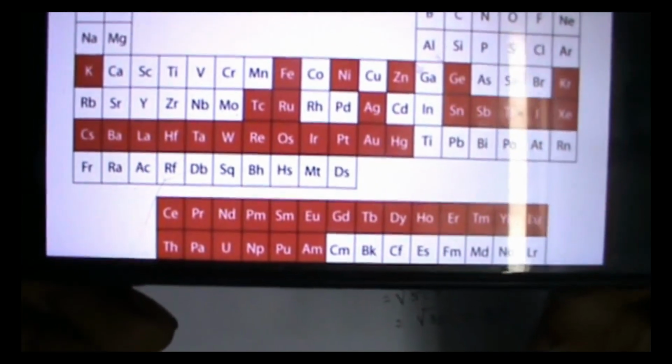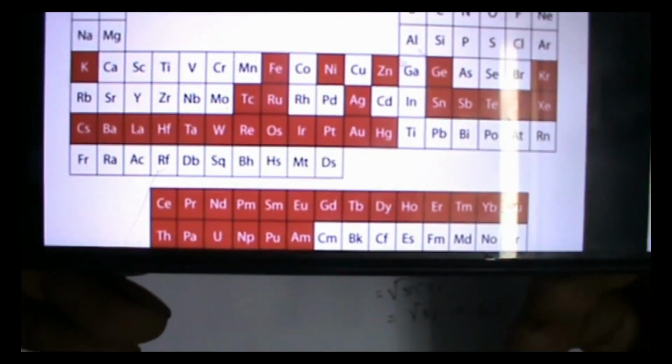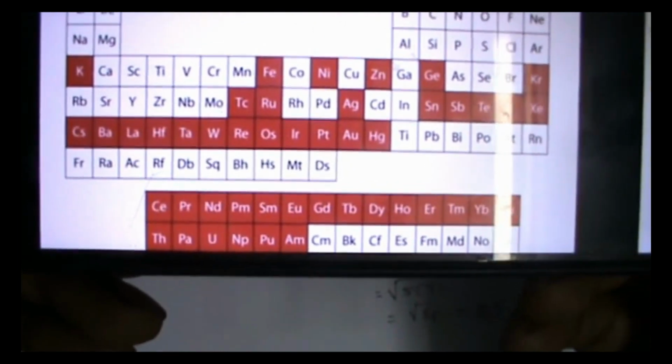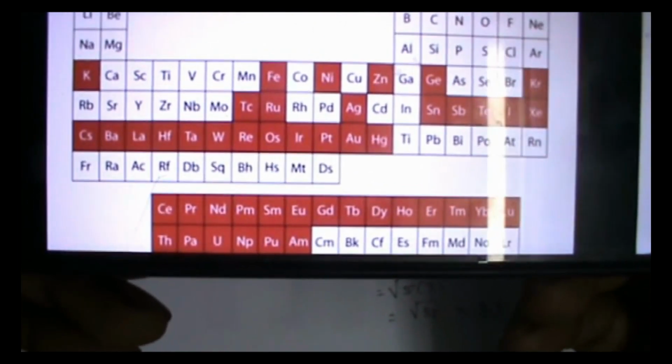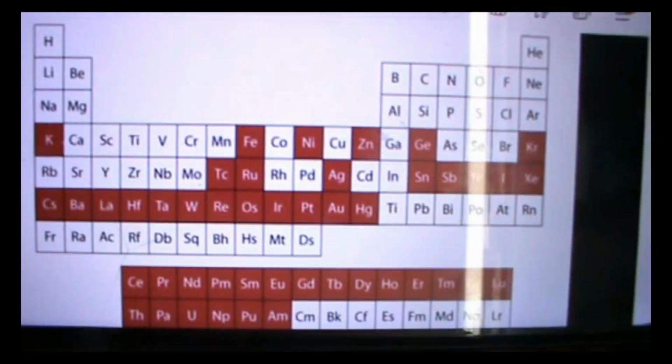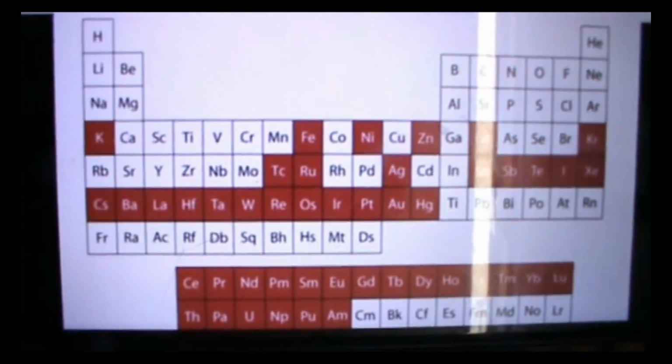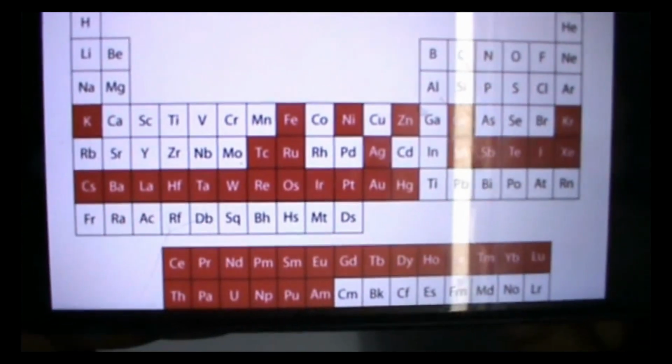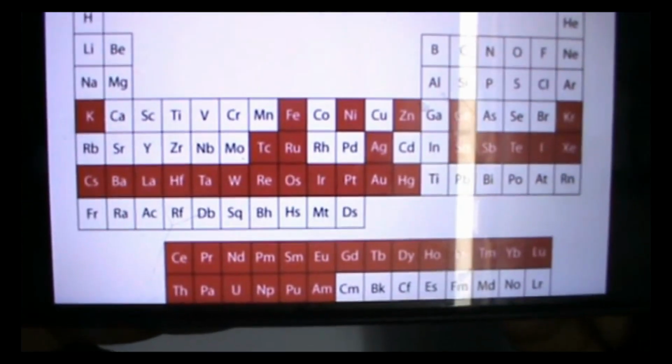Apart from that, we have germanium, tin, antimony, tellurium, iodine, krypton, xenon. They are MASS bioreactive, and potassium is MASS bioreactive. I hope it will be easy for you to remember the MASS bioreactive elements following this periodic table.